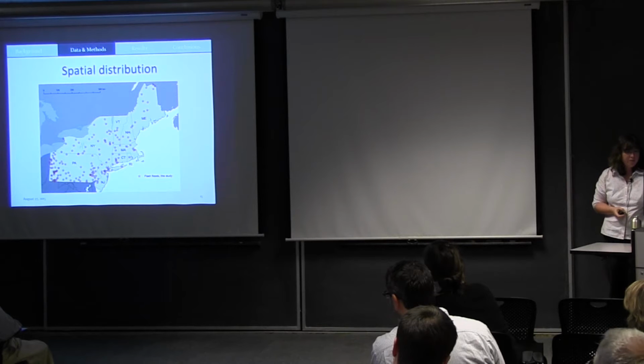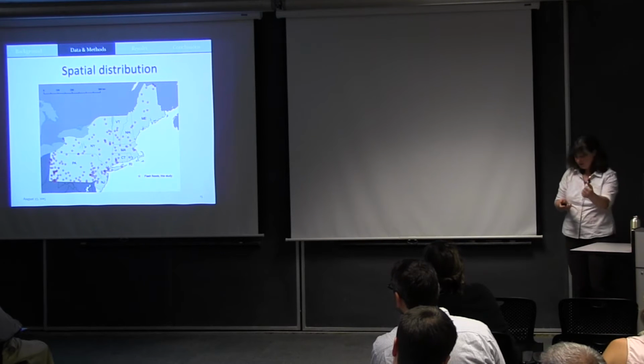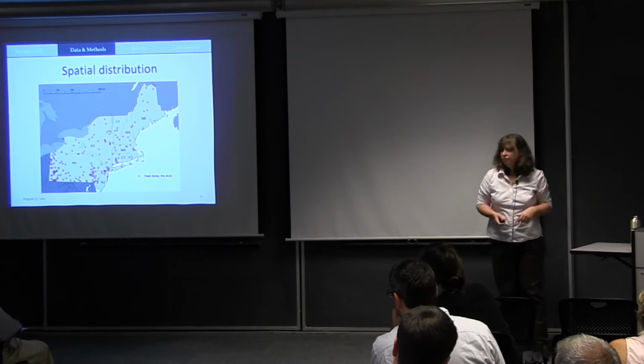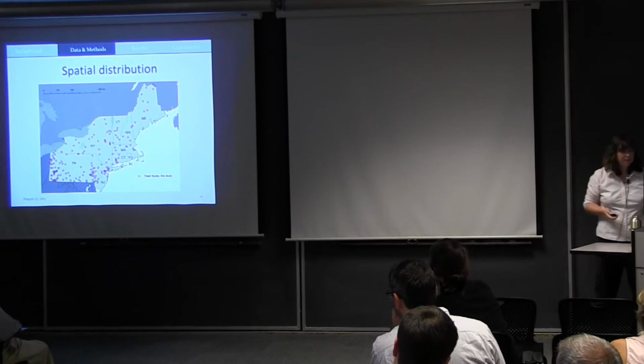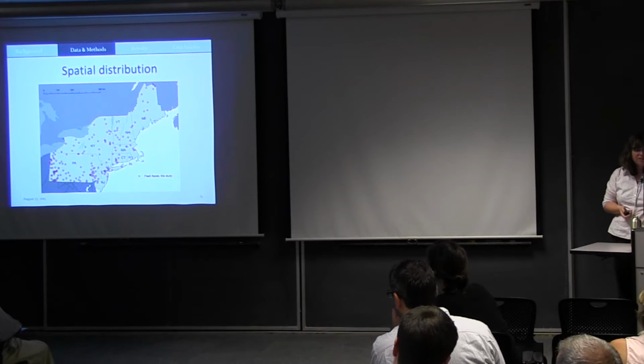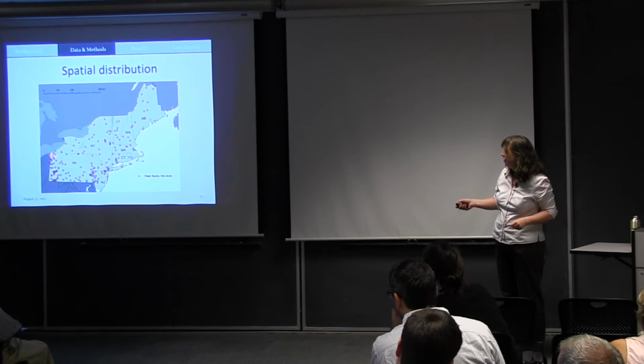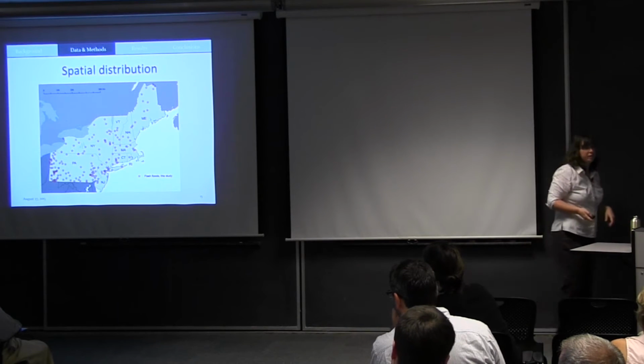So here's a map of our 180 events, and you can see some clustering of events in places like western Pennsylvania, down here in the sort of very populated area around New York City, and some places where we don't see flash floods, like the Adirondacks and north central Pennsylvania.